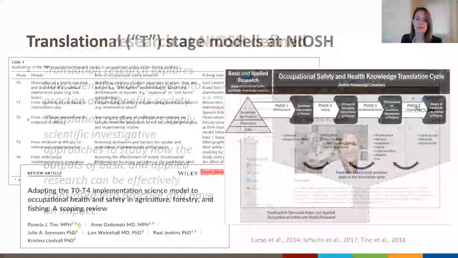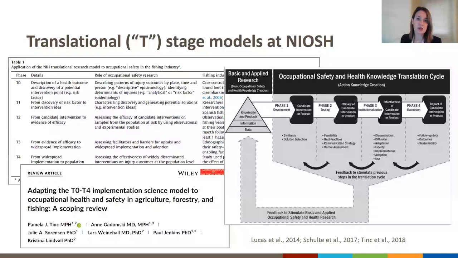So how has translation, or also referred to as translational research, been conceptualized at NIOSH? Well, as depicted by the examples on this slide, the NIH translational pipeline has been adapted for occupational safety and health and for NIOSH to depict the stages of moving science from the lab to the worksite and back again to improve the health, safety, and well-being of workers. There are many variations of this NIH pipeline model, but generally speaking, they include 4 to 5 translational stages. Next slide, please.